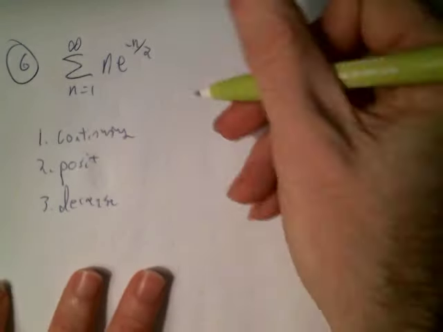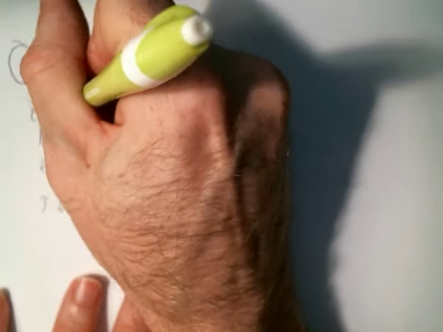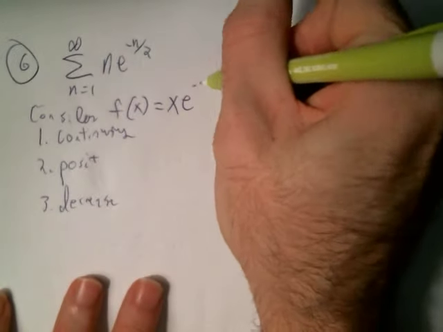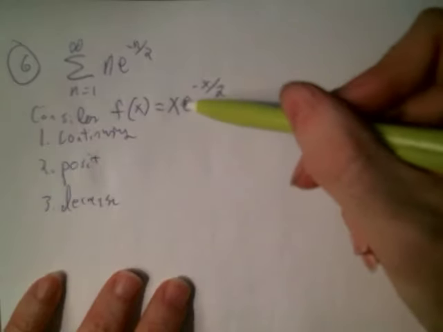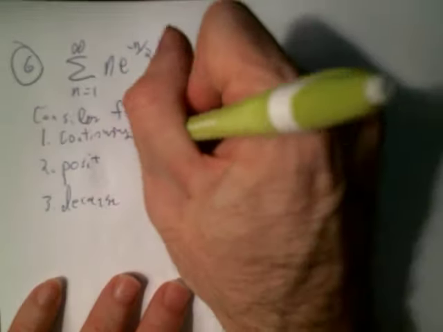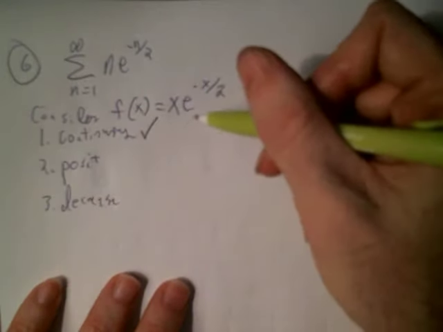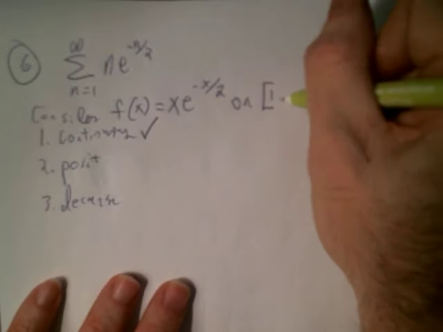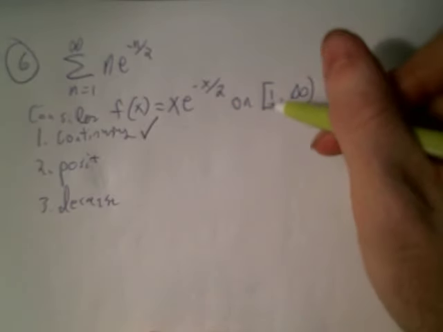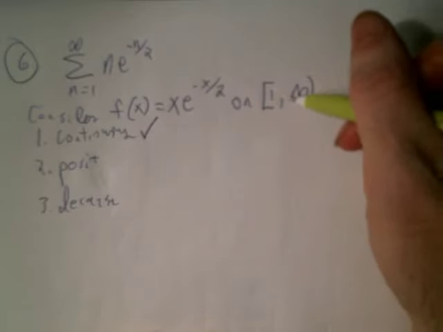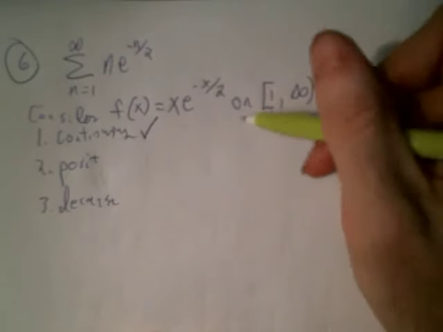Okay, continuous: n and the exponential, and of course we're considering its function version, x e to the negative x over 2. x is continuous, e to the negative x over 2 is continuous. The product of continuous functions is continuous, so we're good there. Positive, so we have to consider an interval, so we consider the interval from 1 to infinity at first. It'll turn out we have to push out this number 1 to maybe 3 or something, just to make sure the thing is always decreasing.